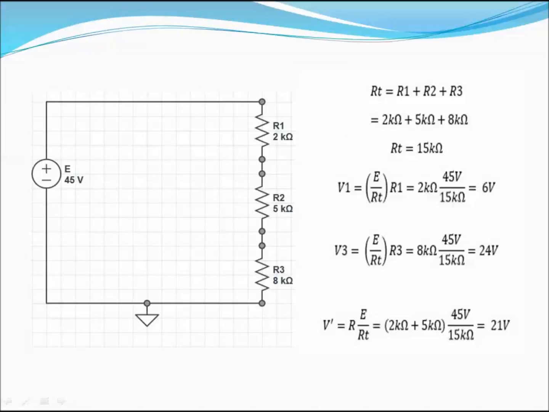Now, an example of this is this circuit, where RT can be calculated to be 15 kiloohms. Using this and the source voltage, we calculate that V1 equals 6 volts and V3 equals 24 volts. The voltage divider rule can also be extended to the voltage across 2 or more series elements. For example, if we combine V1 and V2 in this case, we end up with V' equaling 21 volts, as you can see by the calculations.